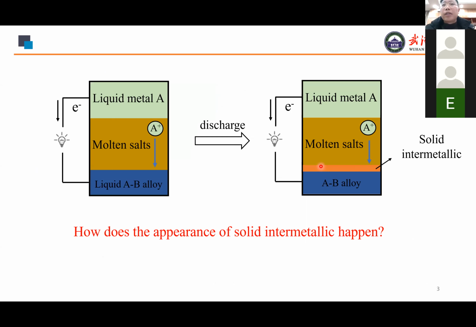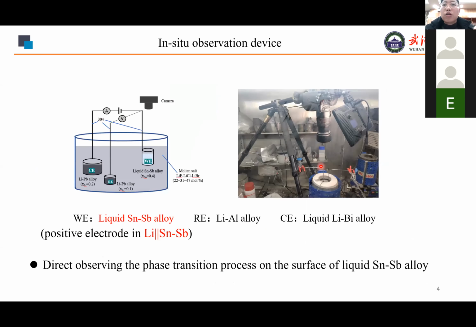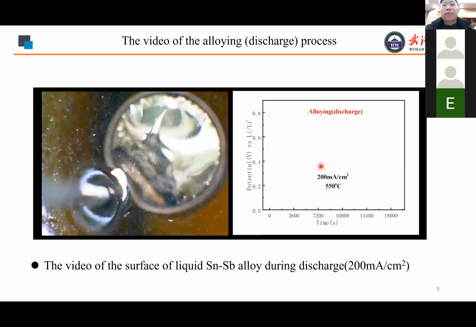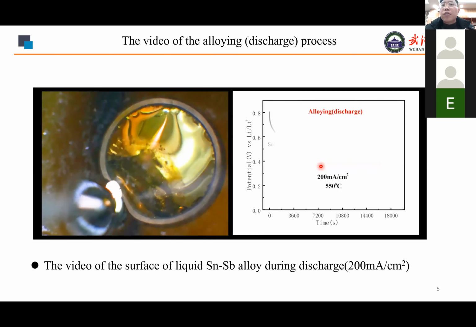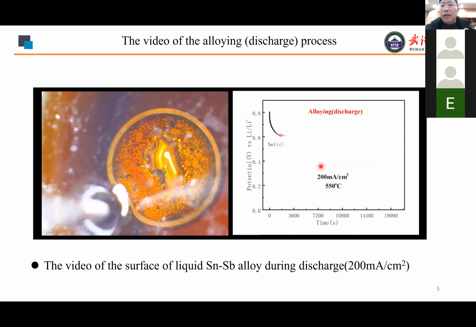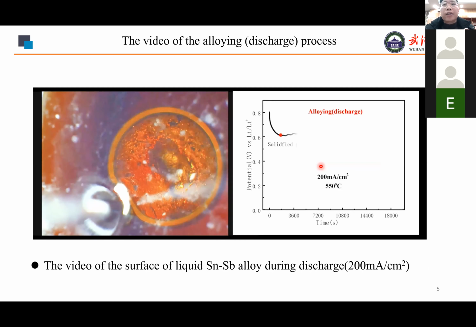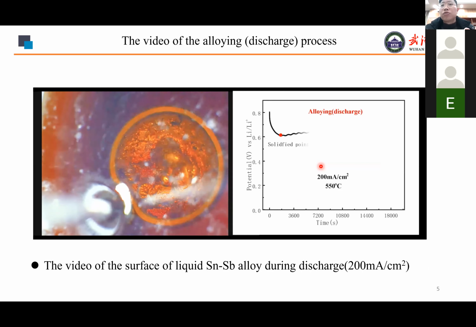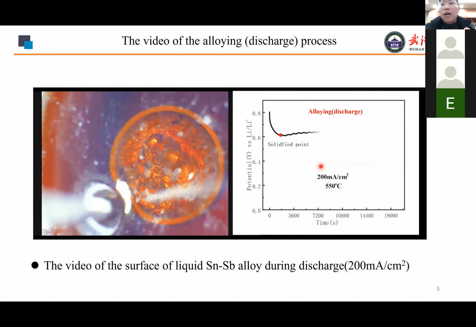So the first question is, how does the appearance of the solid intermetallics happen? To find the answer, we built an in-situ observation device to monitor the surface of liquid tin antimony alloy during discharge. The tin antimony alloy is the positive electrode of the lithium tin antimony battery. There is a 3-electrode cell in this furnace. The working electrode is liquid tin antimony alloy, and a camera beyond this furnace records the surface of the working electrode. The left is the video of the liquid tin antimony alloy during discharge, and the right is the discharge curve. We can see that the electrode is liquid at the beginning, and then the solid phase starts to grow on the surface. The surface has been covered now.